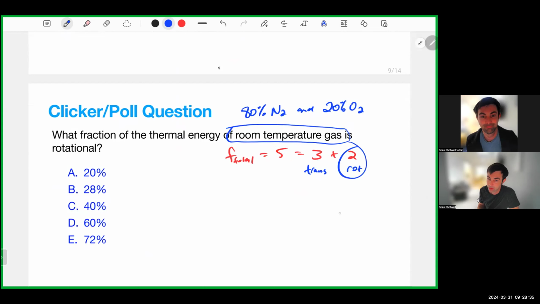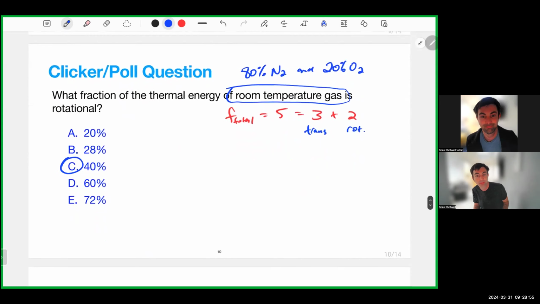Okay, because remember, for each degree of freedom, the energy is split evenly over those degrees of freedom. So over these 5 degrees of freedom, 3/5 of the energy is translational, 2/5 is rotational. So what fraction is rotational? 40%. So this has to do with knowing the total degrees of freedom, and how the energy is split among the various degrees of freedom.